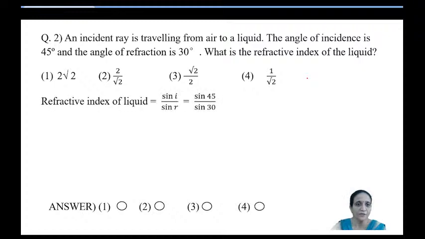Over here you will see the refractive index of a liquid is equal to the ratio of sin i upon sin r. Sin i is given to us as 45 degrees. Sin r is given to us as 30 degrees. We'll put the values of sin 45 and sin 30 over here. The value of sin 45 is 1 upon root 2 and the value of sin 30 is half. Now your final answer, after doing the calculations, you will get 2 upon root 2. That means your second option is the correct answer.